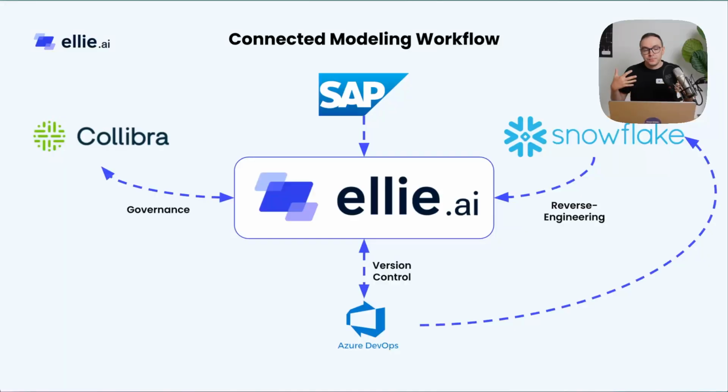So for example, if you're using a data catalog like Colibra, we have an existing integration, so you could easily connect the tools together and sync definitions across the tools. If you have an existing source system, let's say it's SAP or Oracle system, you could bring the existing tables you already have in those source systems into Ellie.